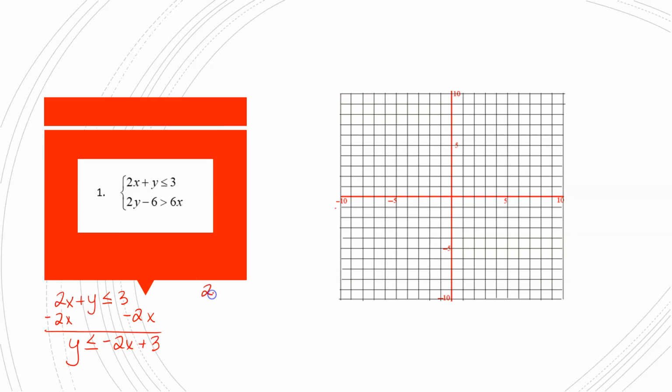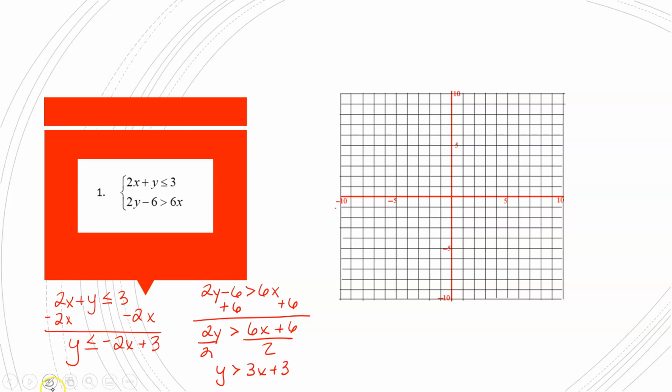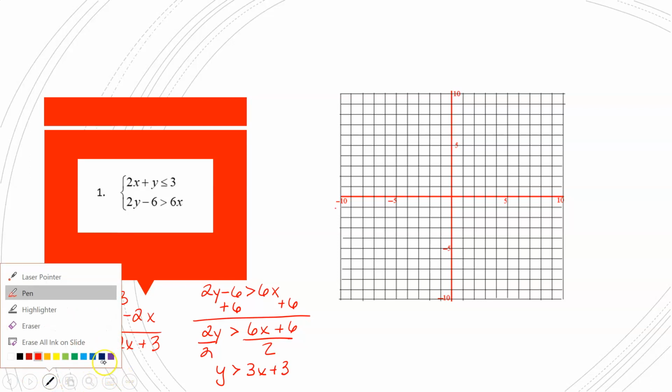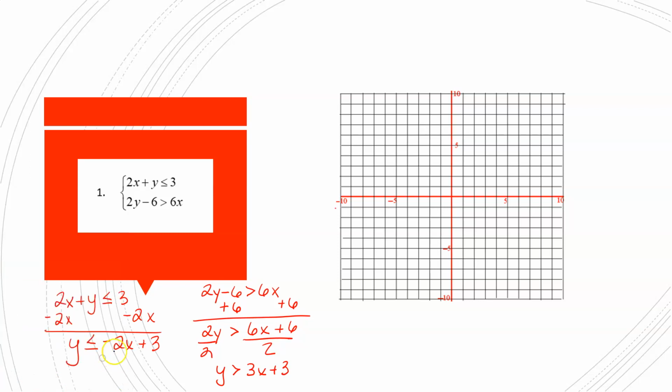Let's work on the other one while we're here doing this. 2y minus 6 is greater than 6x. I'm going to add 6 to each side. So I have 2y is greater than 6x plus 6. I'm going to divide each side by 2, so I have y is greater than 3x plus 3. I'm going to use a different color to graph. So I'm going to go ahead and graph them.